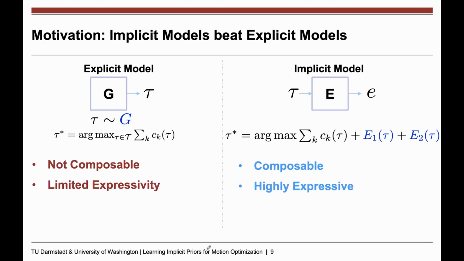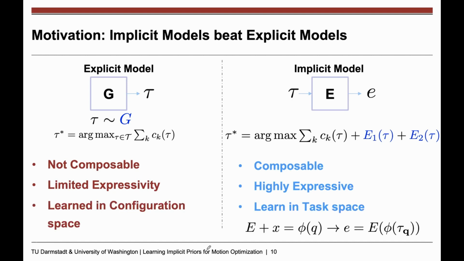Implicit models are more expressive with respect to explicit ones. As we observe in the image generation problem, implicit models have been able to represent complex data distributions with higher fidelity. This property is important for motion optimization as we can represent more complex robot motion skills. Finally, implicit models allow us to represent the models in the task space even if we are optimizing in the joint space. This property is essential to represent complex robot behaviors.